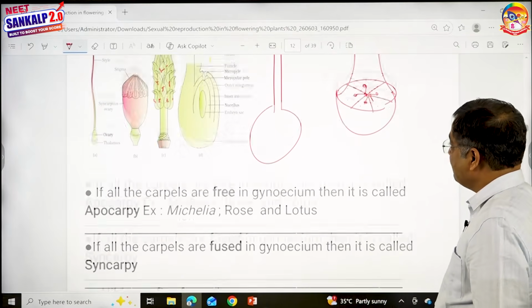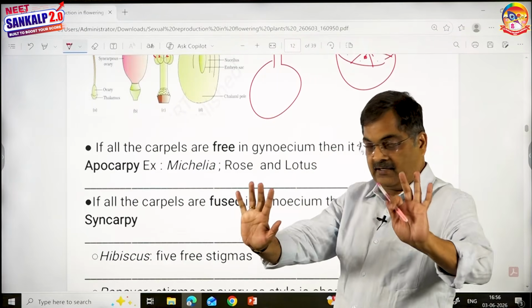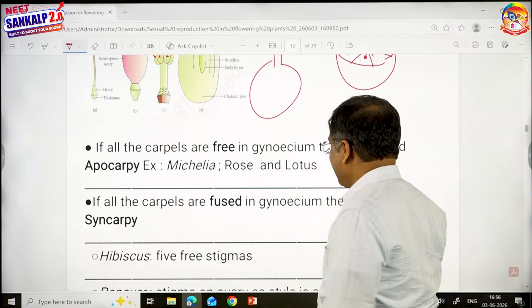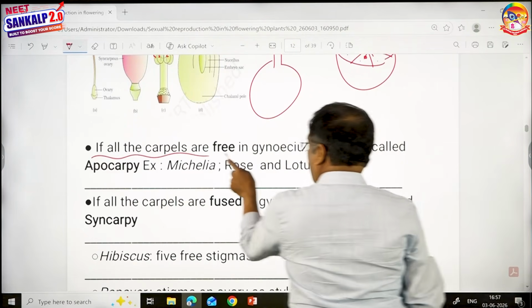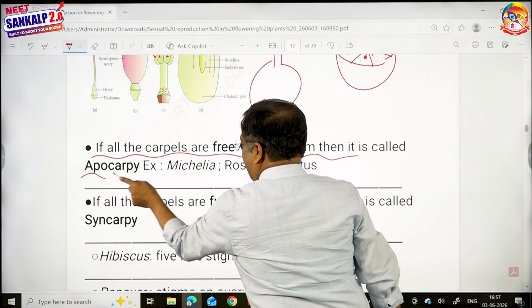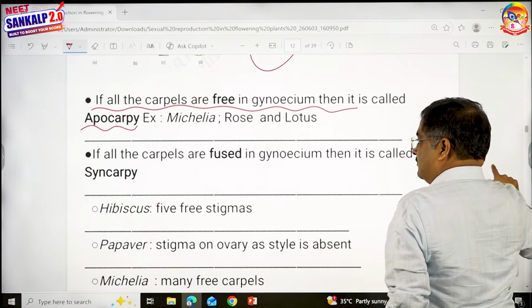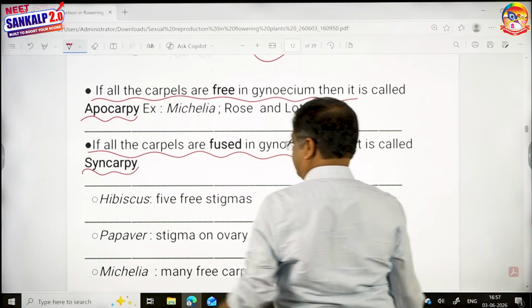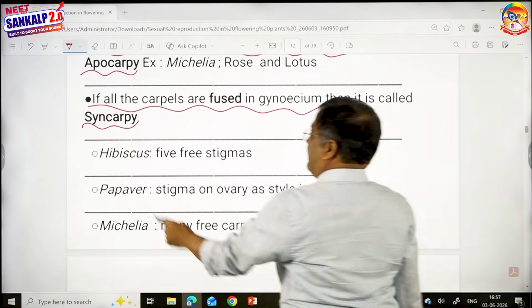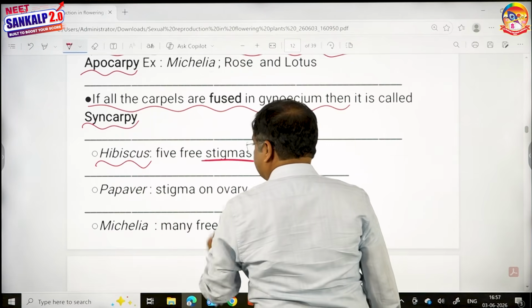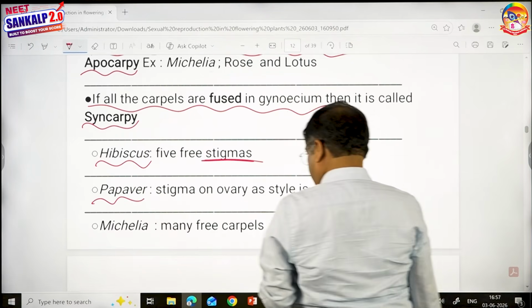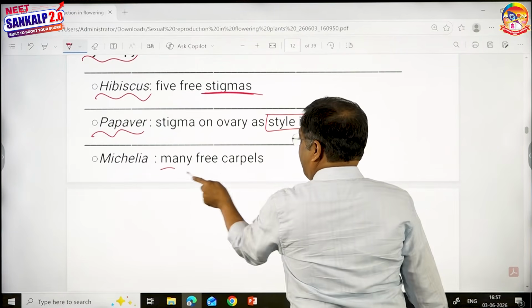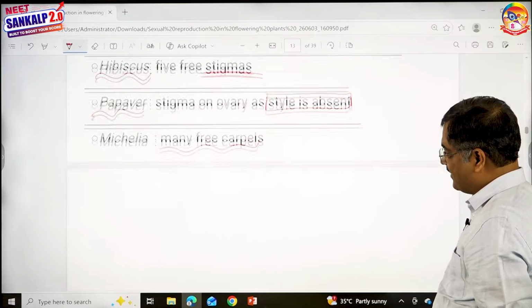Alright. Now we completed megasporophyll, right? And this we'll come across later, okay? First we'll get rid of megasporophyll. If all the carpels are free, then it is said to be apocarpous. If all the carpels are fused, then it is said to be syncarpous. Hibiscus, 5 free stigmas. Papaver, style is absent. Michelia, many free carpels. That's a very easy one to remember.